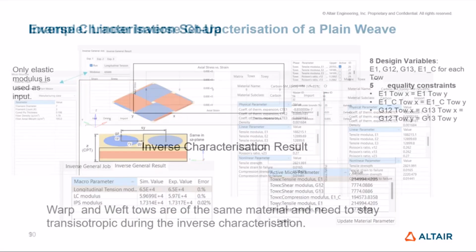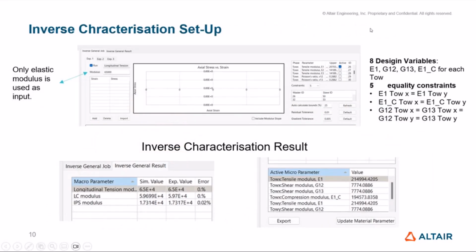So now, how could I set up an inverse for the tow? Let's assume it's only elastic, to fit to our test data and keep these characteristics of a material. Both tows are the same, and I want a transversely isotropic behavior of the tow. So elastic means we only type the modulus here. We provide no stress-strain curve. I have 8 design variables in my case: E1, G12, G13, and E1 compression for each tow. 2 times 4 makes 8.